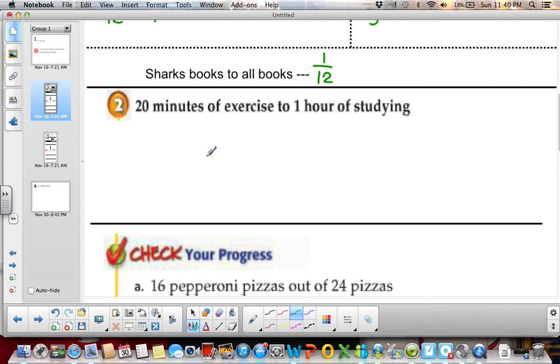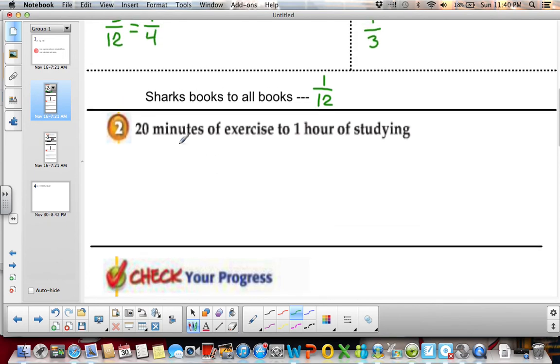Okay, for 20 minutes of exercise to 1 hour of studying, we're comparing minutes to hour. So if we write 20 over 1, that's not going to tell us very much because 20 over 1 simplified is 20, and that really wouldn't help us simplify the problem. So that is not how we would write it.